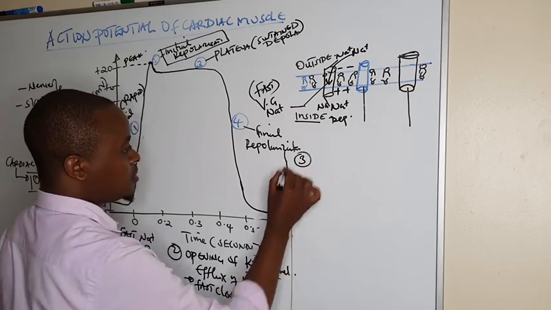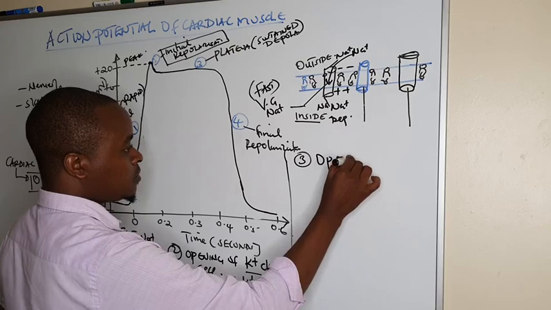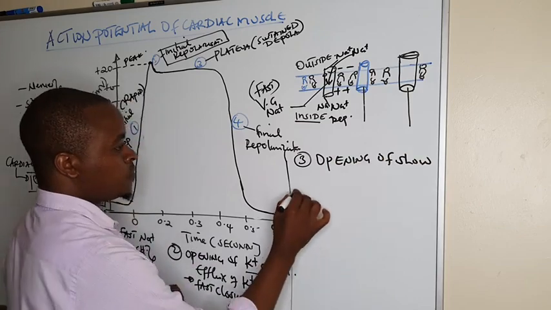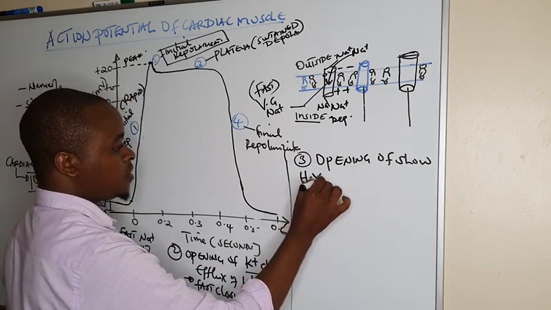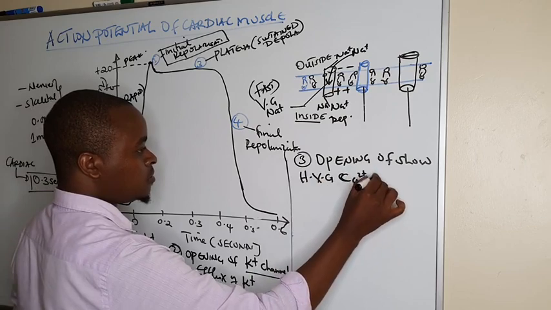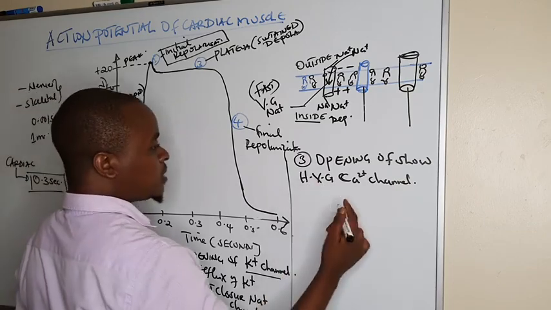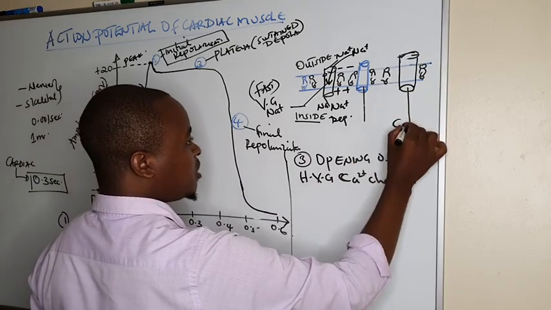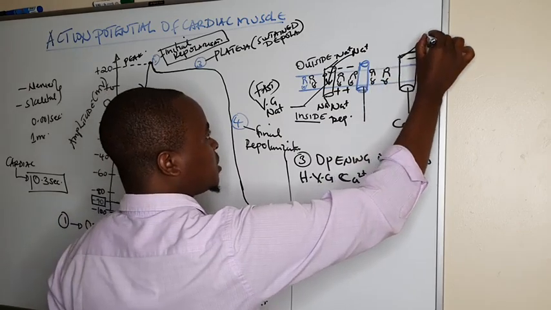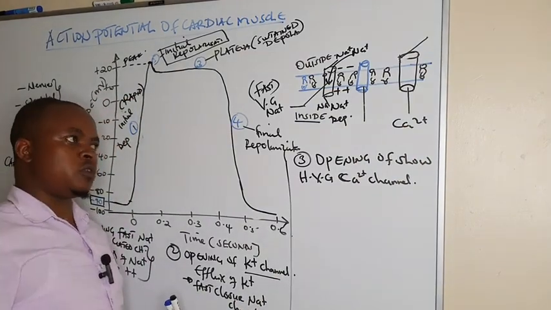And this sustained depolarization, which is number 3, is due to the opening of slow, high voltage gated calcium channels. So if this is the calcium channel, high voltage calcium channel, it is slow. It takes longer to open and it takes longer to close.